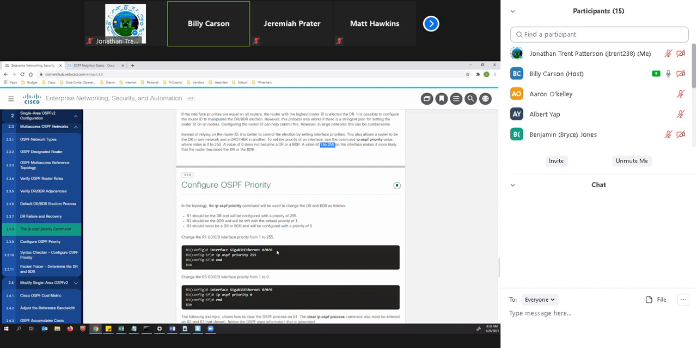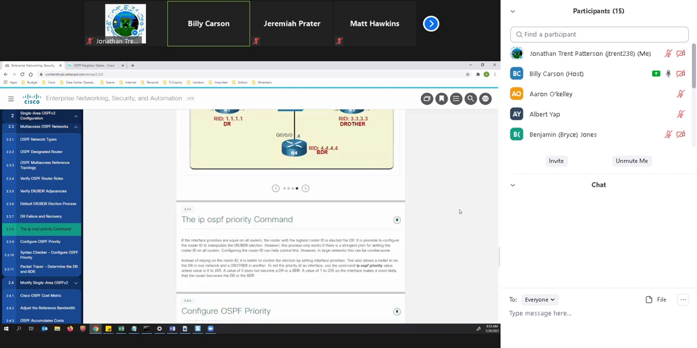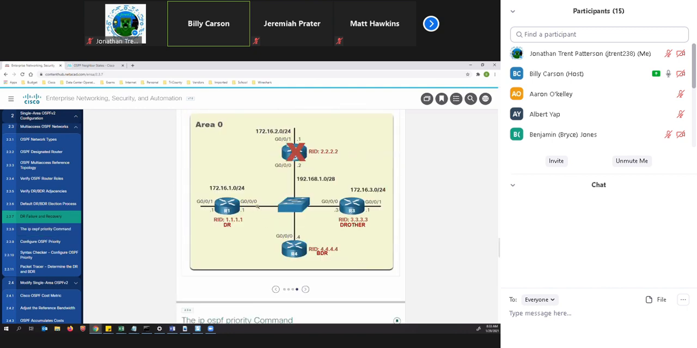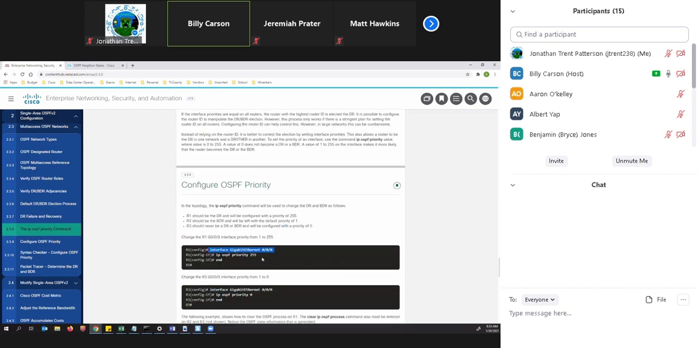So you can see the command right here. On router 1, we go to that interface. Why are we going to that interface? Because this is the interface that's out here. And then we change that priority with the command ip ospf priority 255. That's the highest priority we can have. That would put him in contention to be the DR unless something happened to him.